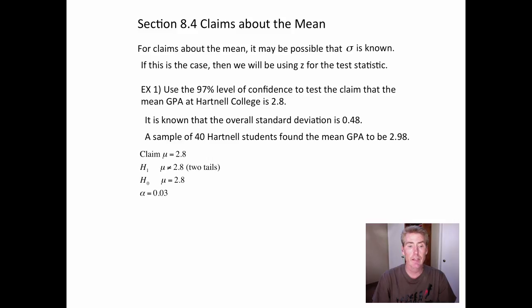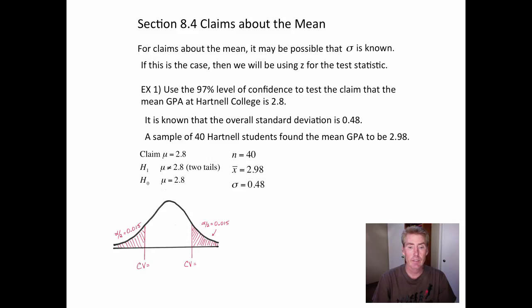So H1 has not equals. It's going to be a two-tailed test. And then for some strange reason, I decided to use 97% level of confidence, so alpha equals 0.03. Here's the sample data. I always like to write that down.